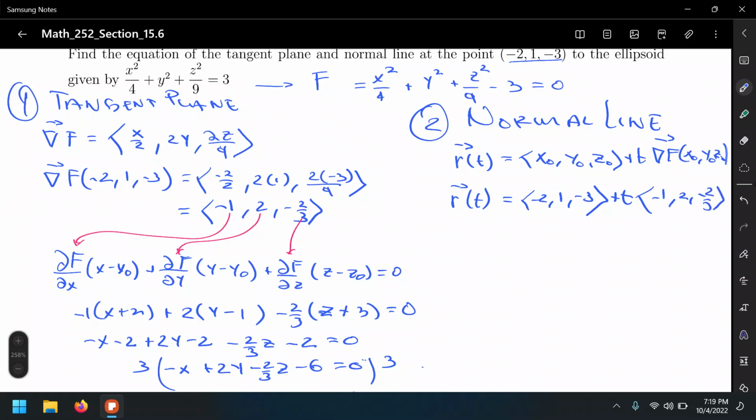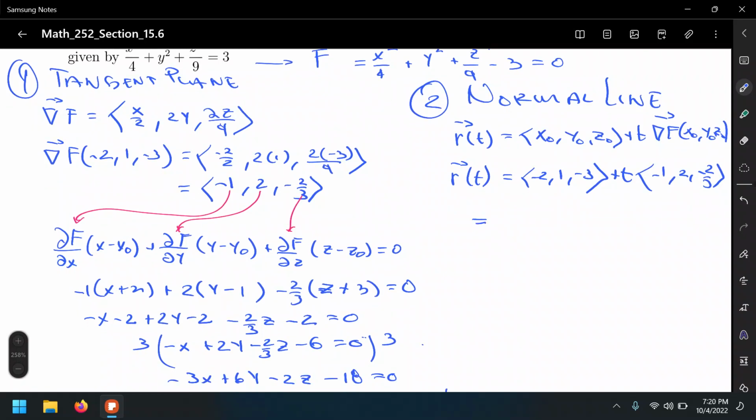And again, you can go about different versions of writing this equation of a line, right? We have the component form, but ultimately, just to recall a little bit on notation, that'll be negative 2 plus or minus t in the direction of i, plus 1 minus 2t or plus 2t in the direction of j, plus negative 3 minus 2/3 t in the direction of k.